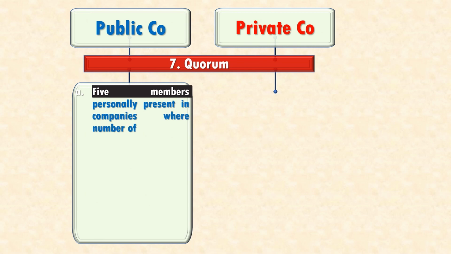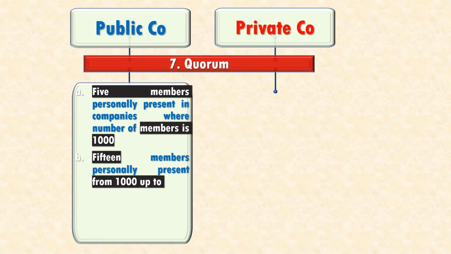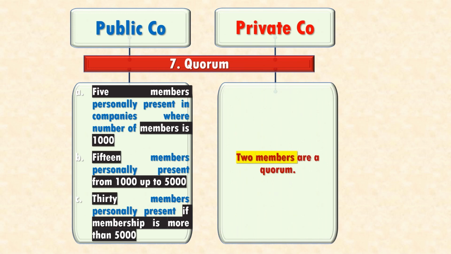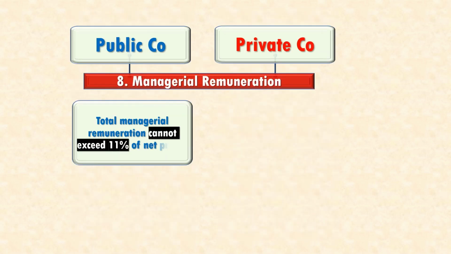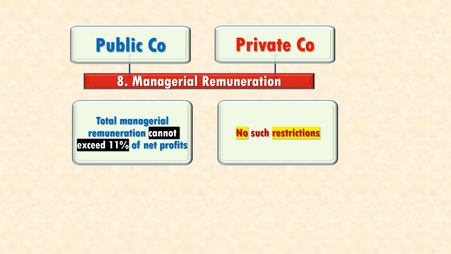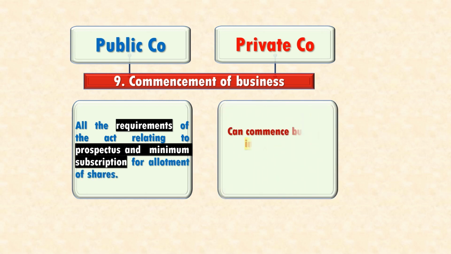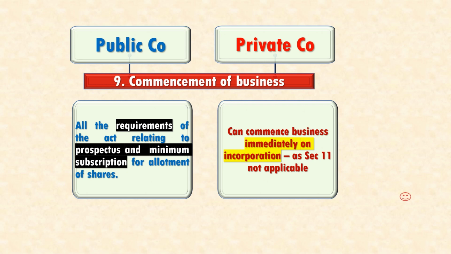Quorum depending on the total number of members for a members meeting. In case of private, 2 members form quorum. Managerial remuneration not to exceed 11% of profits in public, no such restriction in private. Commencement of business after minimum subscription, but in case of private, immediately on incorporation, business could be started.